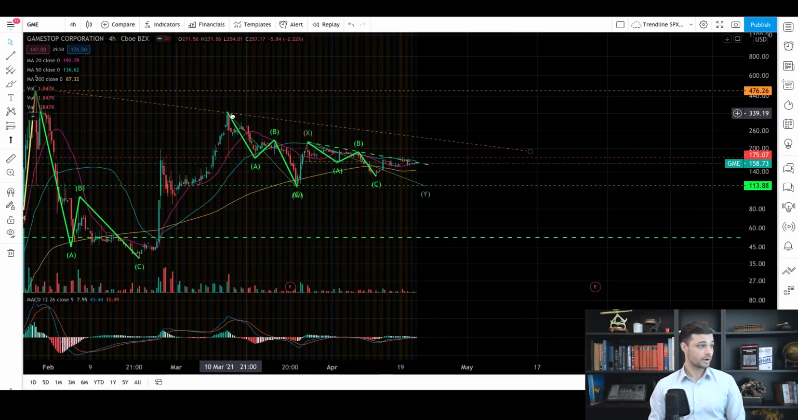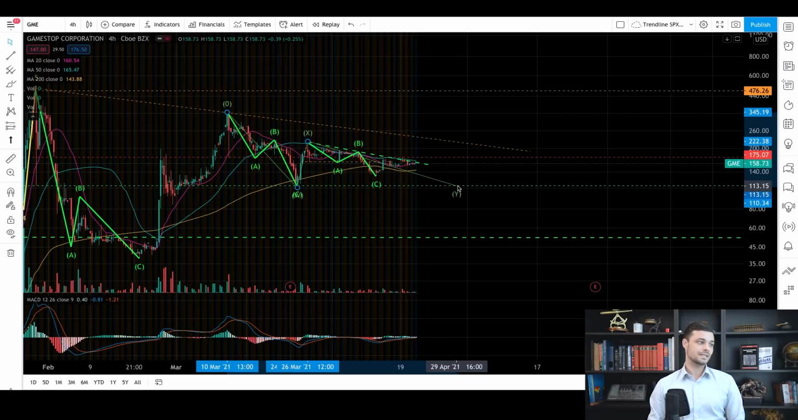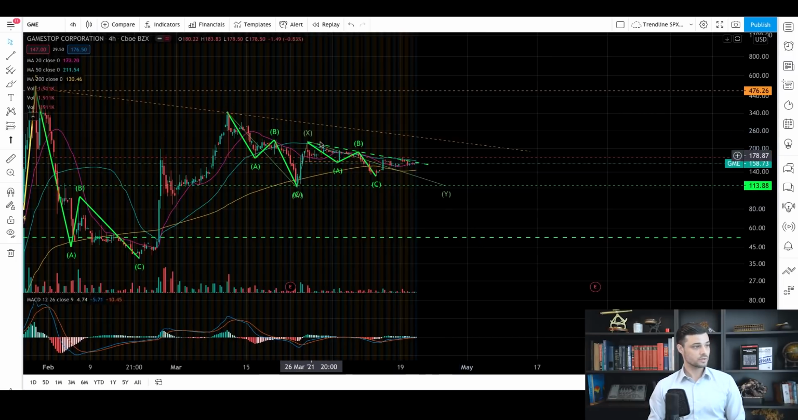So we are having either WXY. So the Y cannot go here. You understand, guys? The Y needs to go at least as low as the X. So if the WXY correction is in place, we're going to go to 110. So this is one of the scenarios.